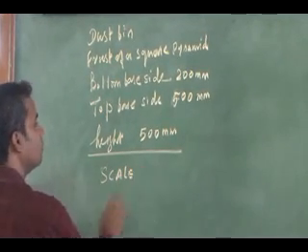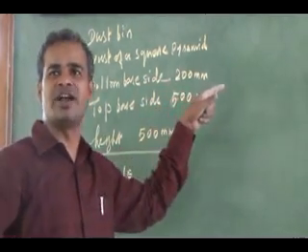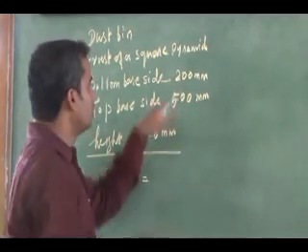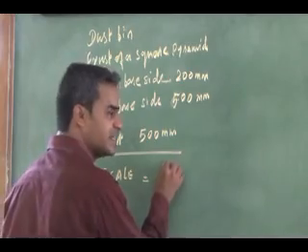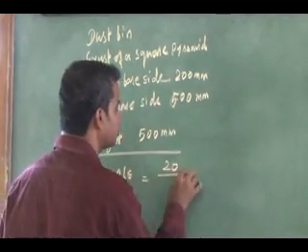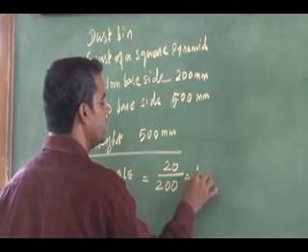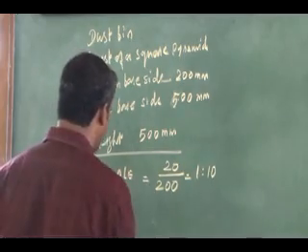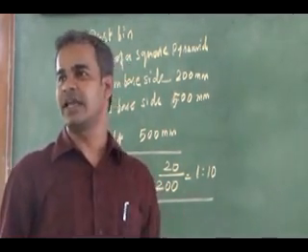What is 10? Actual size is what you are going to draw. Drawn size is what you are going to draw it. Instead of 200 you are going to take 20. So drawn size is 20 and actual size is 200, so it will give me 10. So my scale is 1 to 10. That is a reduction scale I am going to use.